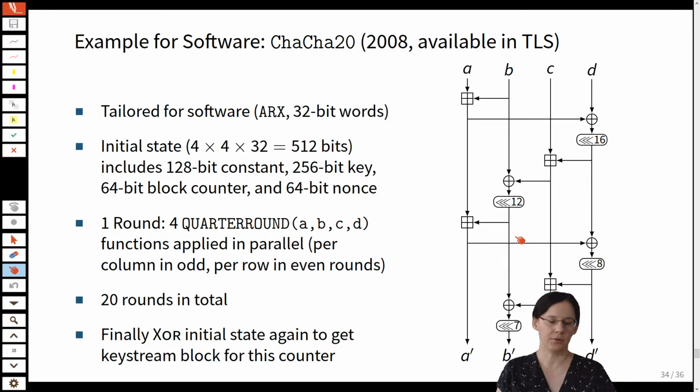And in total, this construction is then repeated for 20 rounds. So 10 times like this and 10 times like this, always alternating between the two. And at the end, you get the key stream and XOR that to the message.